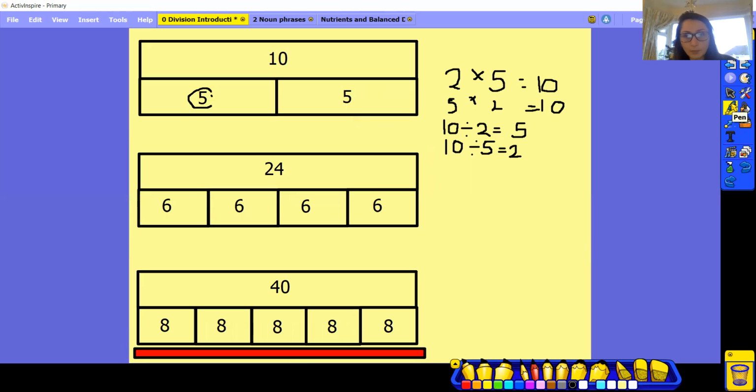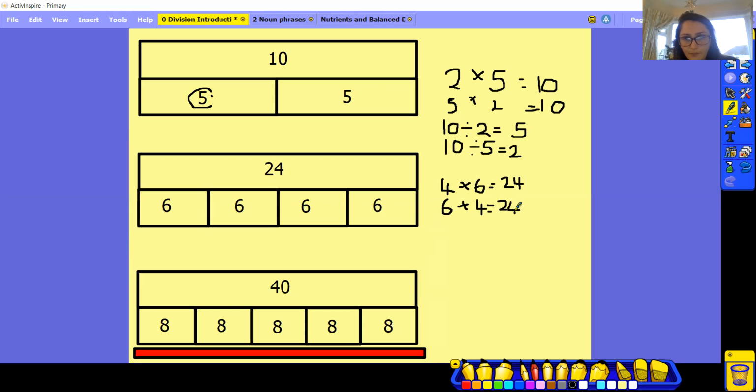Okay, so you should have paused me. So first of all, let's do the times for this one. So we know we have 4 equal groups and each one of them is worth 6. So that should be 4 times 6 equals 24. You could do the opposite. You could do 6 times 4 equals 24.